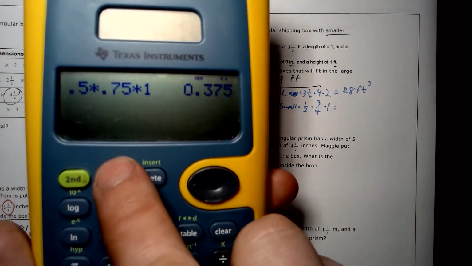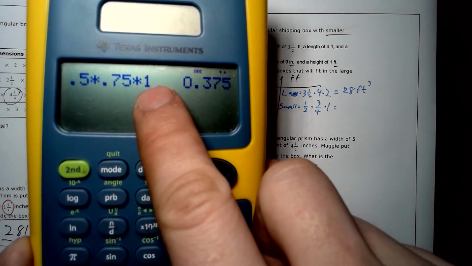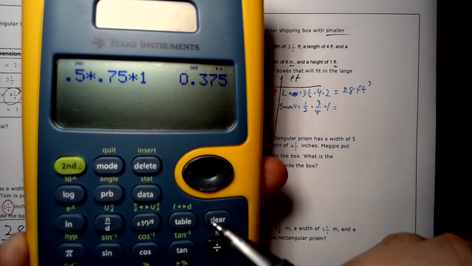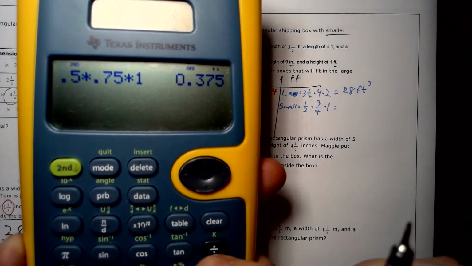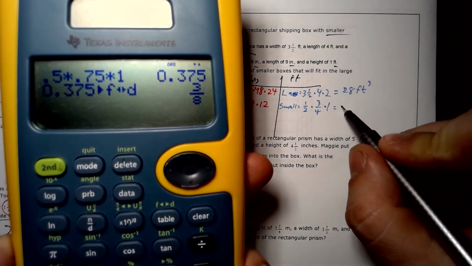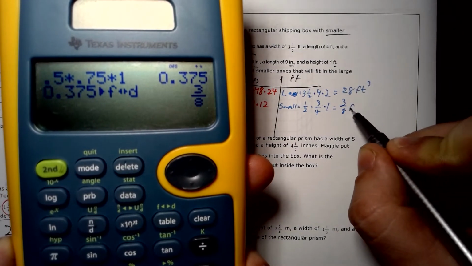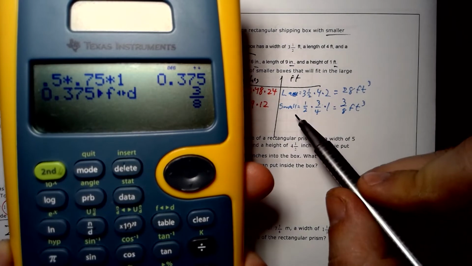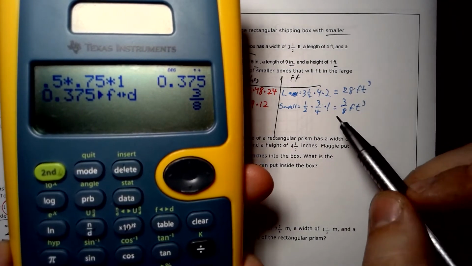And to convert from fraction to decimal and back and forth, you can click second and look for this FD button. And I'll turn it from a decimal to a fraction. And that gives us only 3/8 of a foot cubed. So the smaller cube gives us a fractional amount.